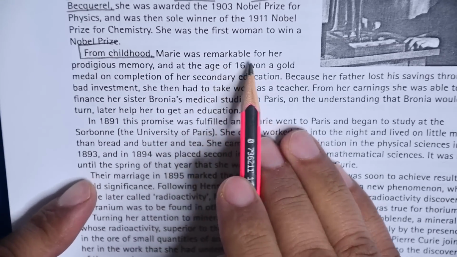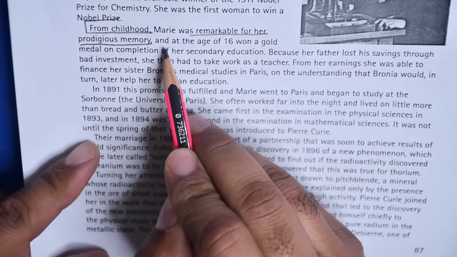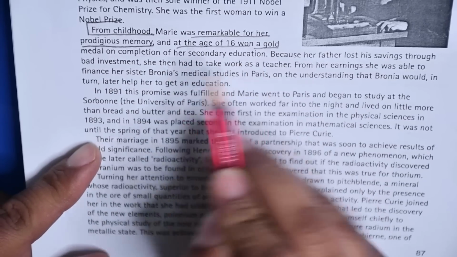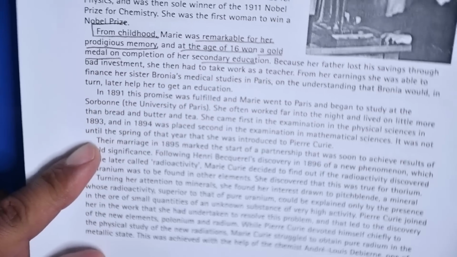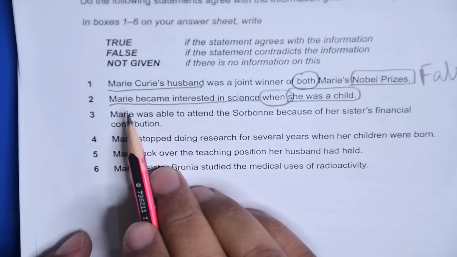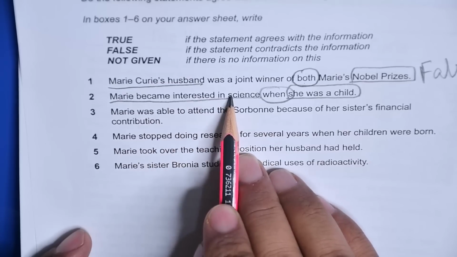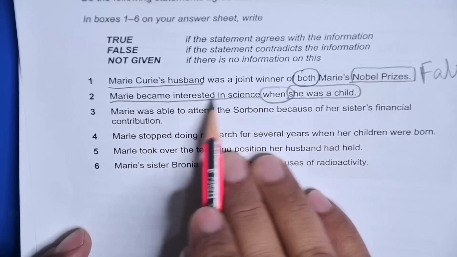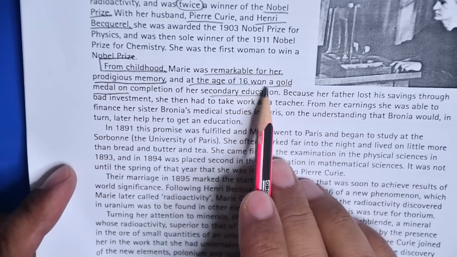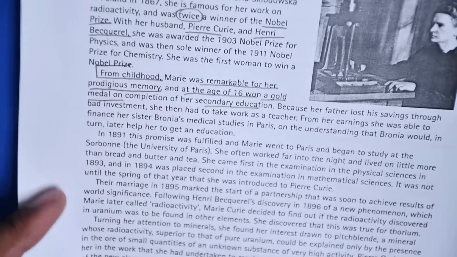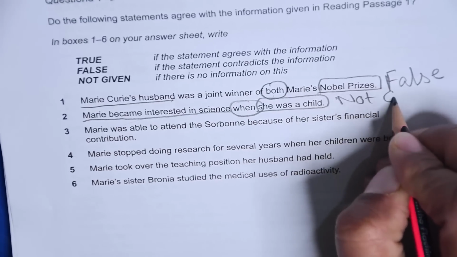Now the answer is going to start from here. From childhood, Marie was remarkable for her prodigious memory, and at the age of 16 won a gold medal on completion of her secondary education. This doesn't say anything that Marie became interested in science when she was a child. They did not mention anything about science. They only talk about her prodigious memory and at the age of 16 she won a gold medal, but 16 is not childhood. So no information is given on that. That is why question number 2 is not given.